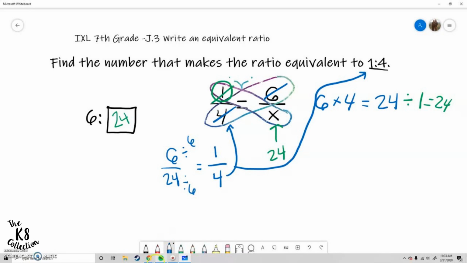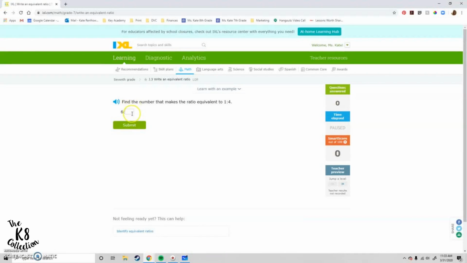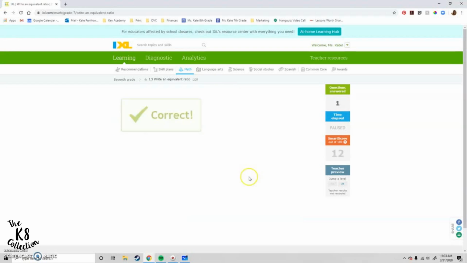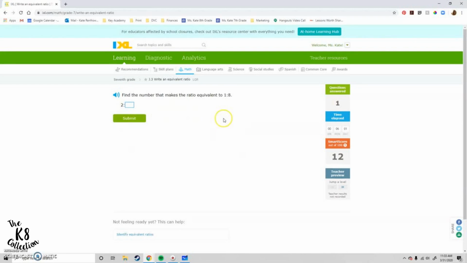So I can switch back to my IXL and put my number in, 24, and check, and I am correct. So just remember that if the 1 is on the left-hand side, it's going to be the number on the top, and since 6 is on the left-hand side here, it will also be the number on the top. Hopefully that helps.